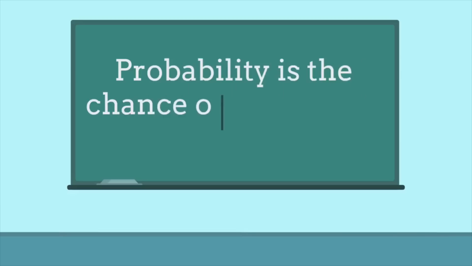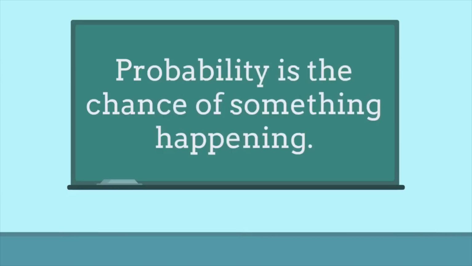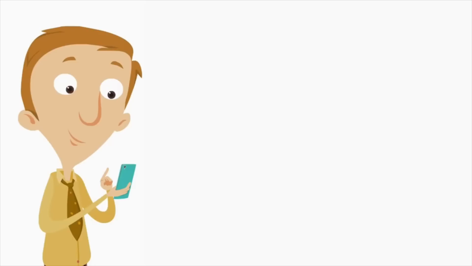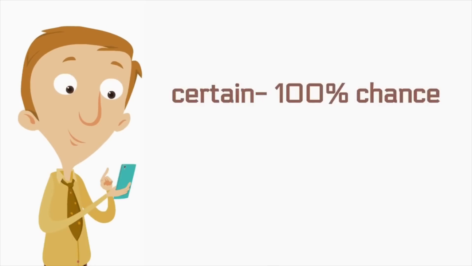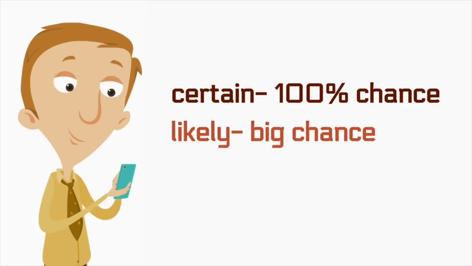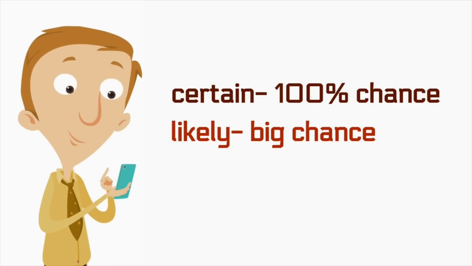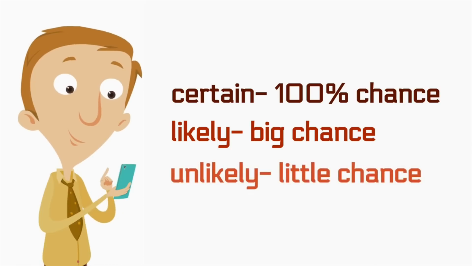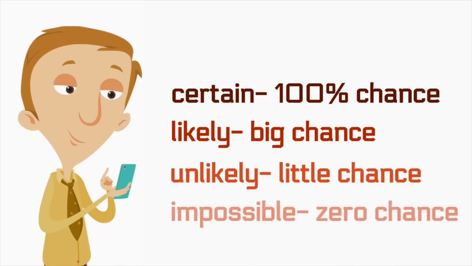So, probability is the chance of something happening. There are words we use to describe the probability of an event. There's certain, that means you have a 100% chance. It will happen for sure. There's likely, that means you have a big chance. There's a big chance it will happen. Then there's unlikely, that means there's a little chance of it happening. And lastly, the term impossible, meaning zero chance.